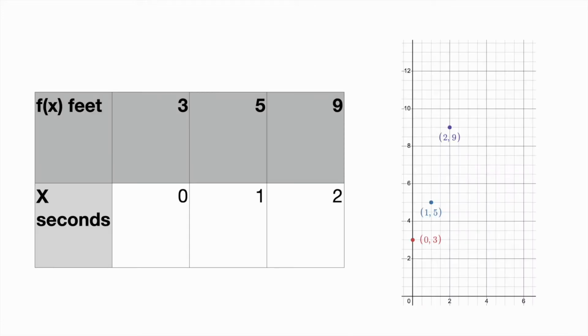Let's say we have this chart of data points. These points describe a small dog's position from 0 to 2 seconds, like a small evil dog. So at 0 seconds, the dog is at 3 feet from a starting position of 0. At 1 second, the dog is at 5 feet from that 0 position. And at 2 seconds, the dog is 9 feet.